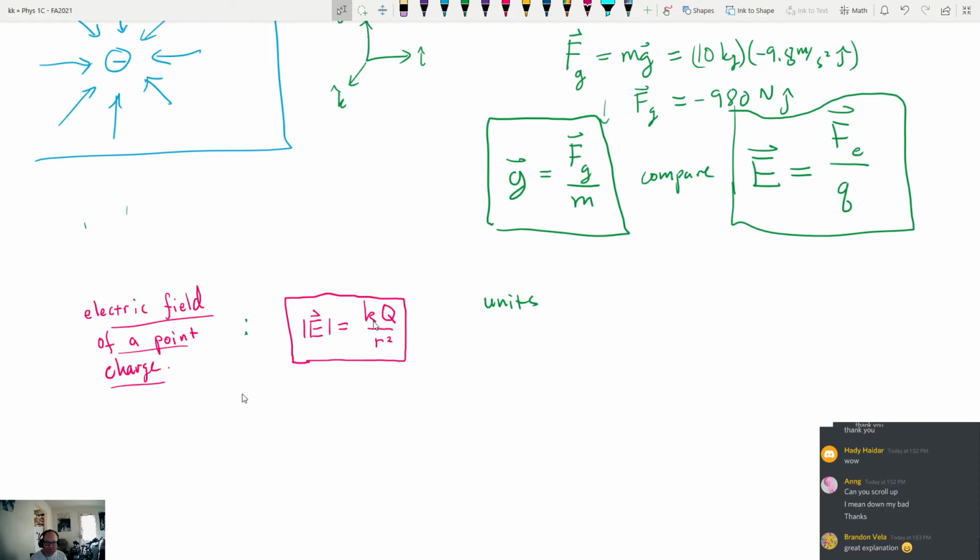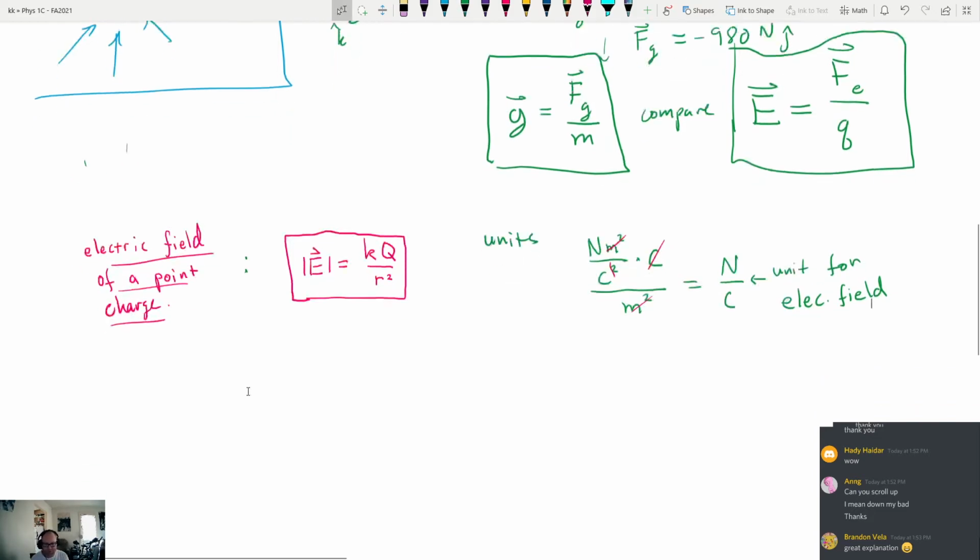For units, what we know is that the unit for K is newton meters squared over Coulomb squared. The unit for Q is always going to be measured in Coulombs, C for Coulomb. R is always going to be measured in meters, so then meters squared there. One of the Coulombs cancels, both of the meters cancel, and we end up getting newtons per Coulomb, as someone correctly said in the chat. So this is the unit for the electric field. Of course, it has units of newtons per Coulomb because it's defined as force, which is in newtons, divided by Q, which is obviously Coulombs.